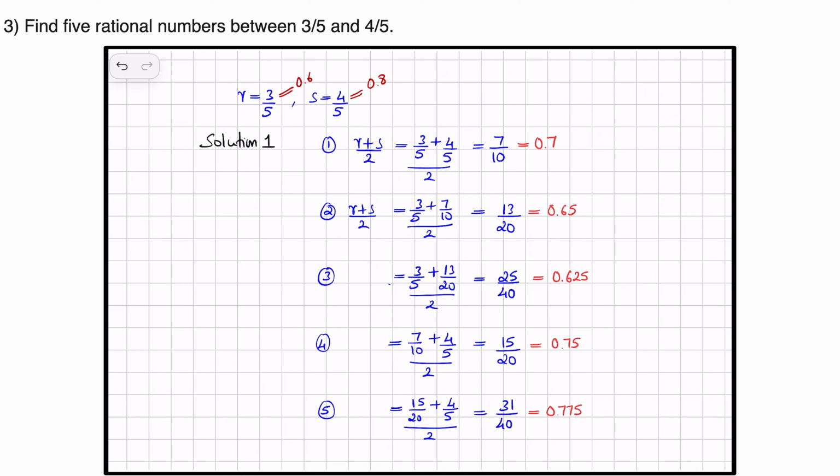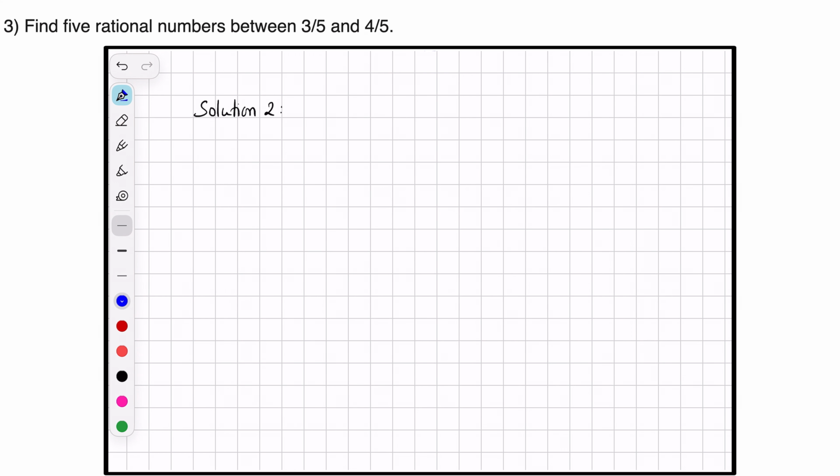So I will also solve the same problem with solution 2 methodology now, and we will see how we can find all the rational numbers in one single step. So we have again r as 3 by 5 and s is 4 by 5.